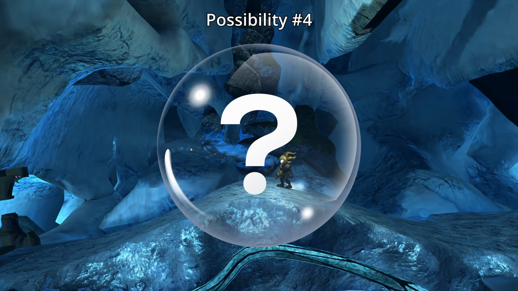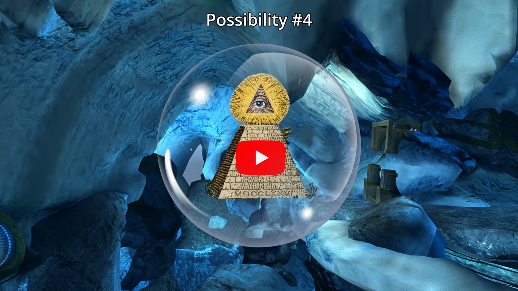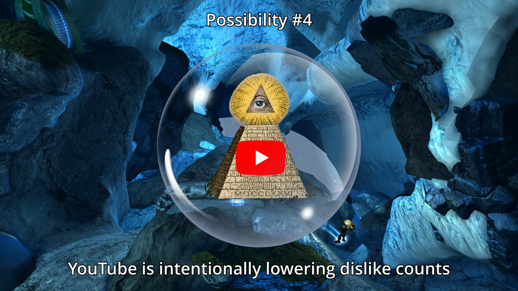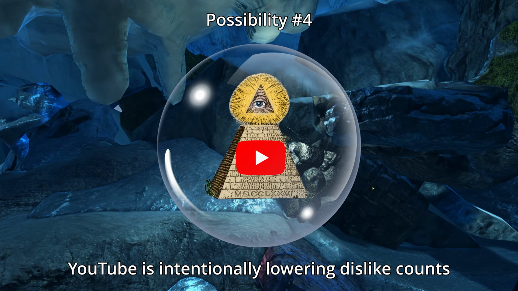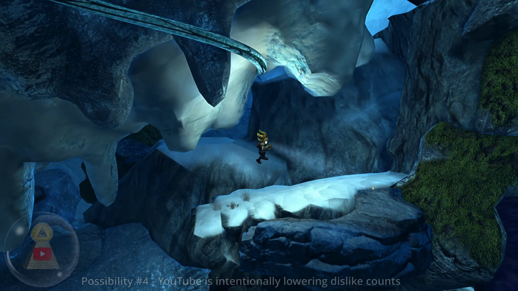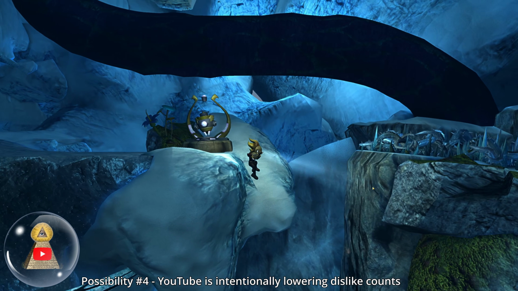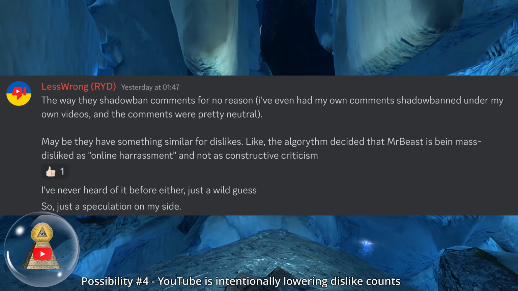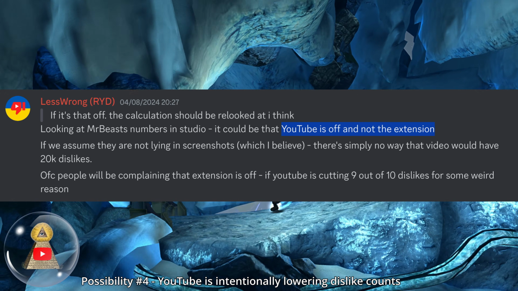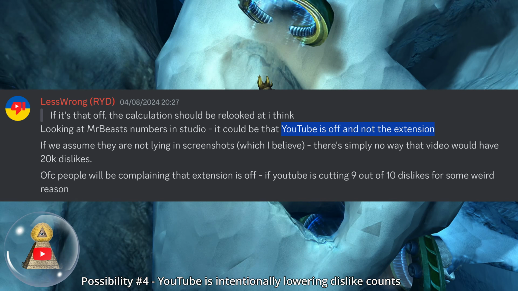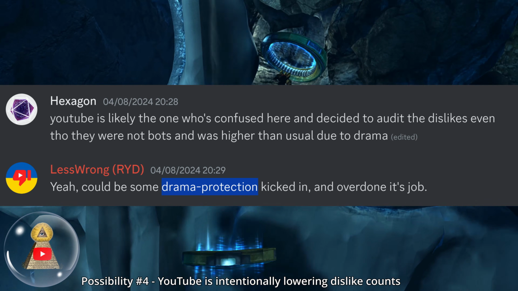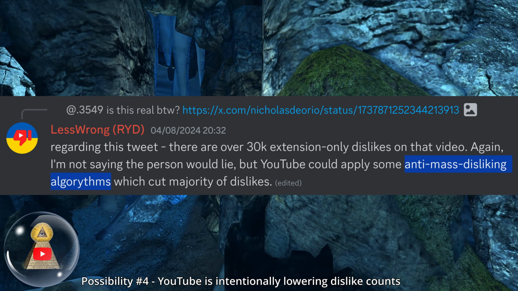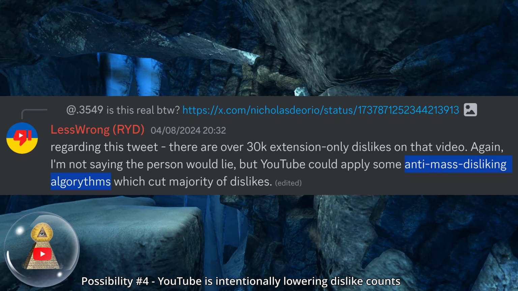Possibility number 4. YouTube is removing dislikes or lowering the dislike count. This one's a full-on conspiracy. Even though there's no evidence or pattern to claim something like this, it ended up being the most popular explanation for the developer and users of the extension. The developer speculates that it's not the extension that is off, but YouTube themselves. That there's some sort of drama protection or anti-mass dislikes algorithms that are activated to reduce the number of dislikes.